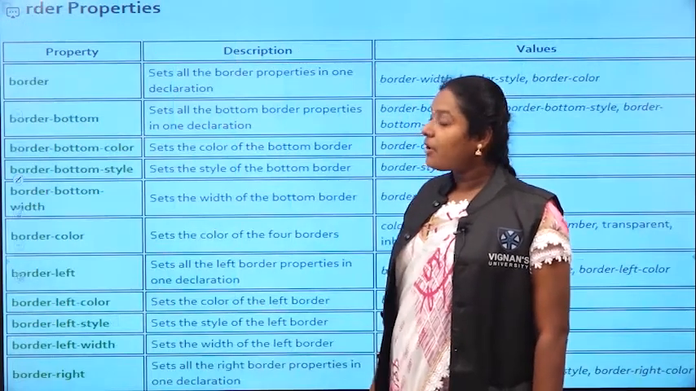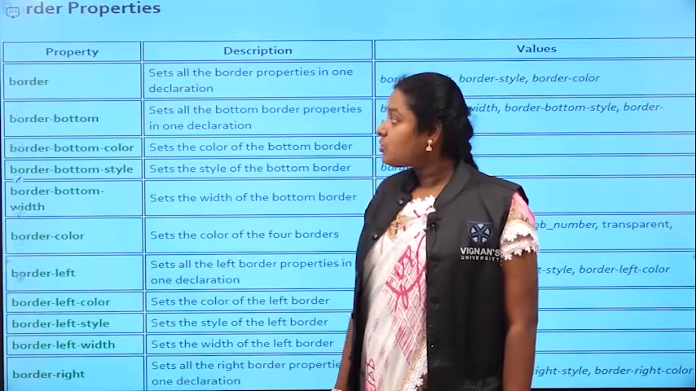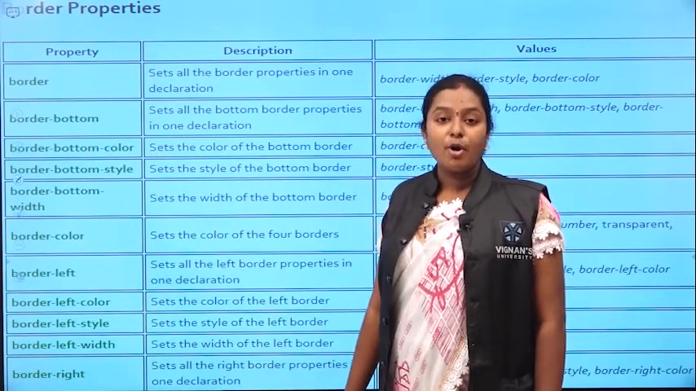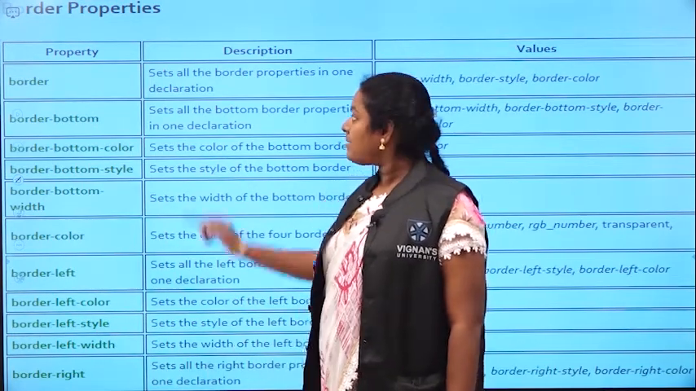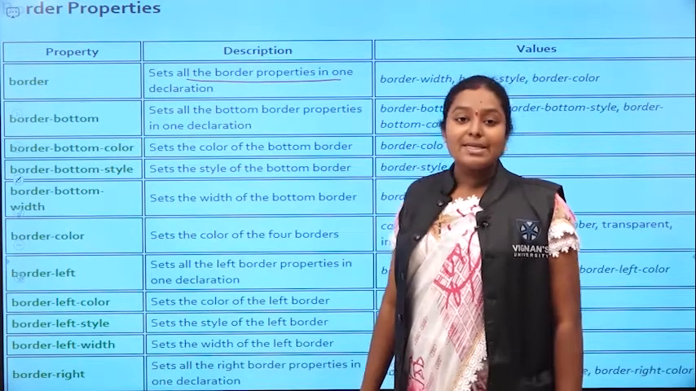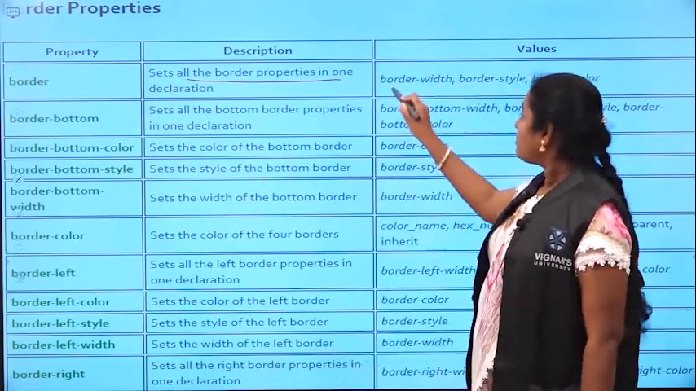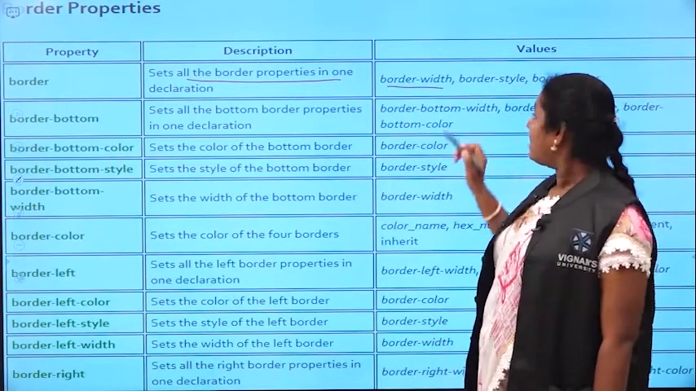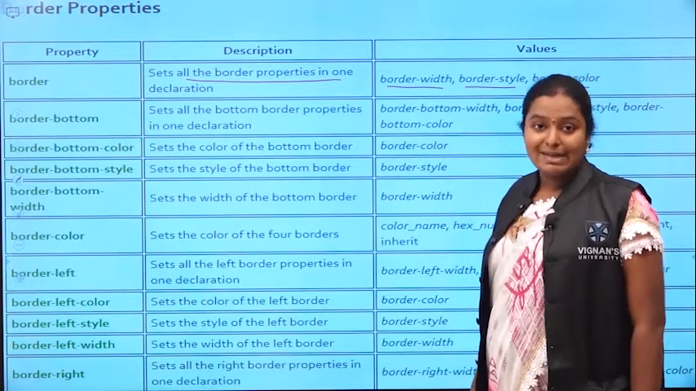The next property we are going to discuss in CSS are border properties. You are also able to apply different properties to your border. The first one is the border property. It will set all the border properties in a single declaration. The values for the border property are: the first value is border width, next you give a border style, and next you can apply a border color.